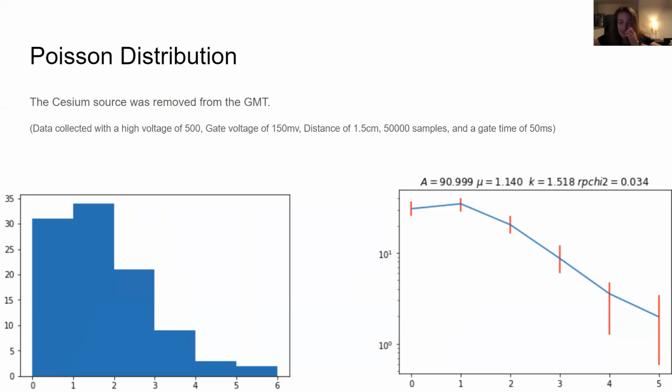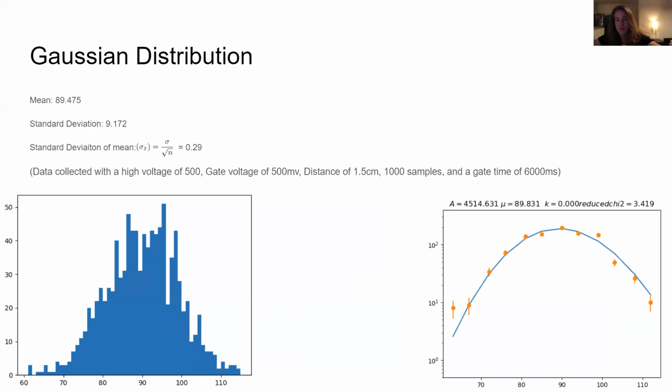Now, I should be careful though. It's hard to compare these two because when we were doing this with the Poisson distribution, we didn't have the cesium source. So maybe I should redact that statement.